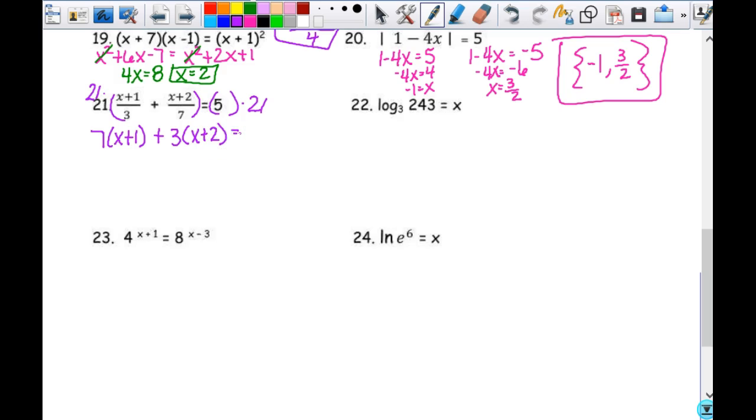equals, and then 5 times 21 is 105. So when I simplify this, I'm going to get 7x plus 7 plus 3x plus 6 equals 105. This is going to give me 10x plus 13 equals 105. So 10x equals 92. So x equals 92 over 10, which is going to give me 46 over 5.